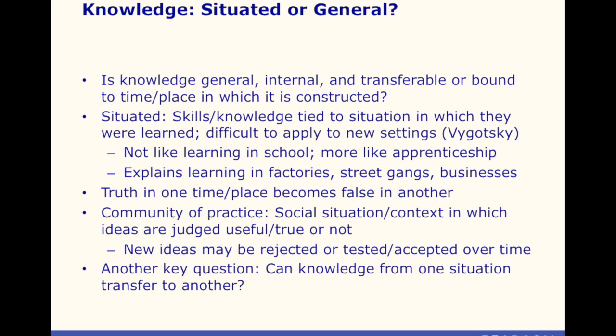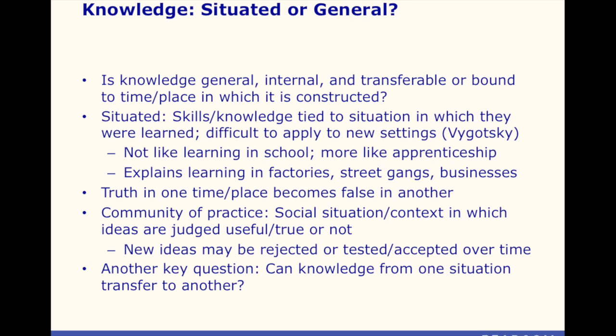Then the book asks the question, is knowledge situated or is it general? Is knowledge general, internal, and transferable, or bound to the time and place in which it is constructed? Well, if that was the case, then everything I learned in school must stay in school, which would be a huge issue in transfer, which it kind of is, but not everything. If it's situated, the skills and knowledge are tied to the situation in which they were learned, difficult to apply to new settings. So not like learning in school, more like apprenticeship. We learn on the job and can then extrapolate out. It explains learning in factories, street gangs. Again, it says we can learn in different places.